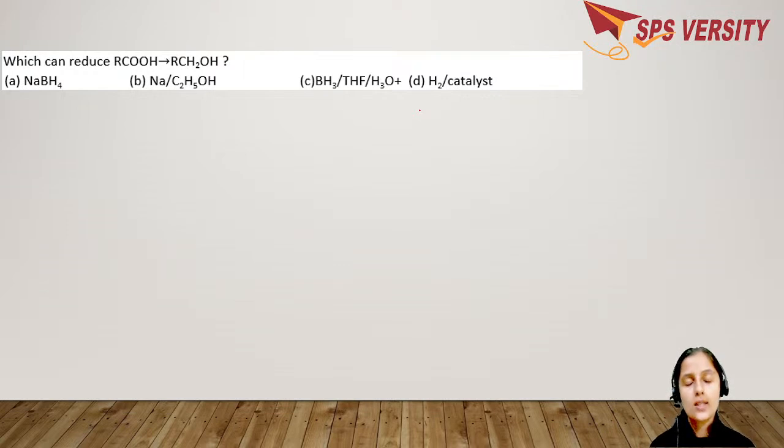So generally the strongest reducing agent can be lithium aluminum hydride, which is not given over here. It cannot be sodium or ethanol. It cannot be hydrogen, because it can only reduce the double bonds. If you take sodium borohydride, that's NaBH4, this can reduce aldehydes and ketones, but not the carboxylic acid. So the one which is remaining, which can reduce this, is BH3 over tetrahydrofuran in the presence of acid catalyst.